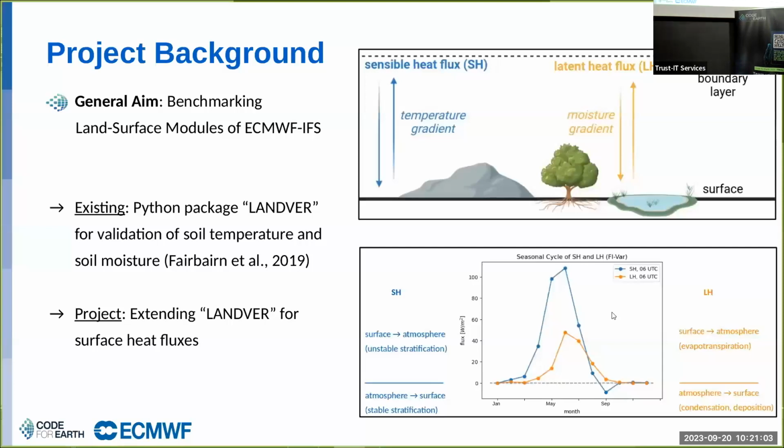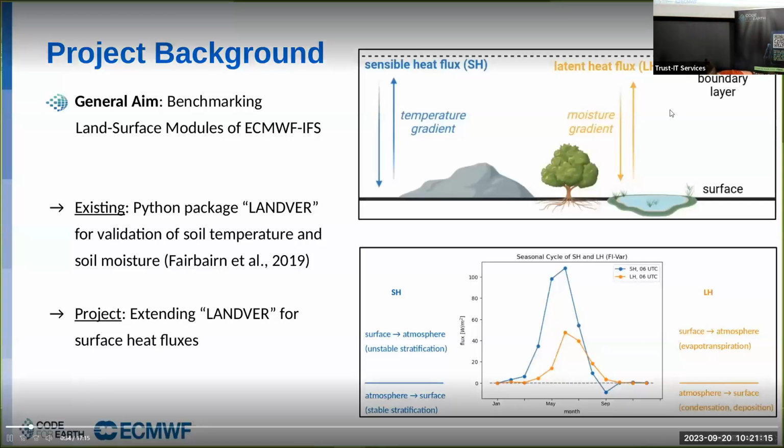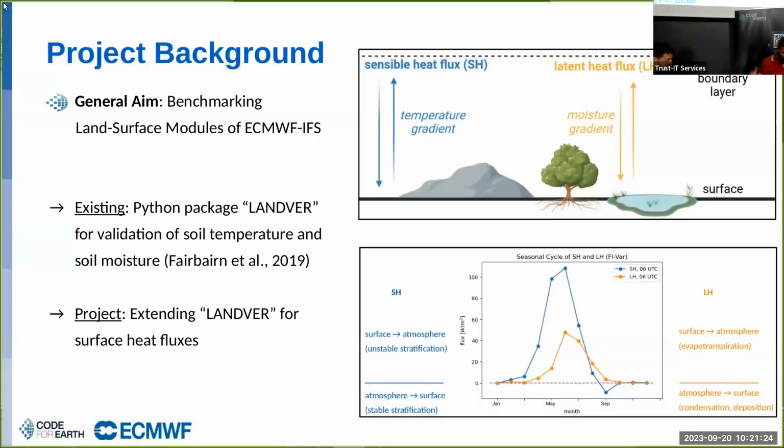So the general aim of our project was to develop a tool for benchmarking land surface modules of ECMWF models. And why is it important? Because surface heat fluxes are a very important part of the surface energy balance, and they determine the exchange processes between atmosphere and surface. And there are two types of turbulent heat fluxes.